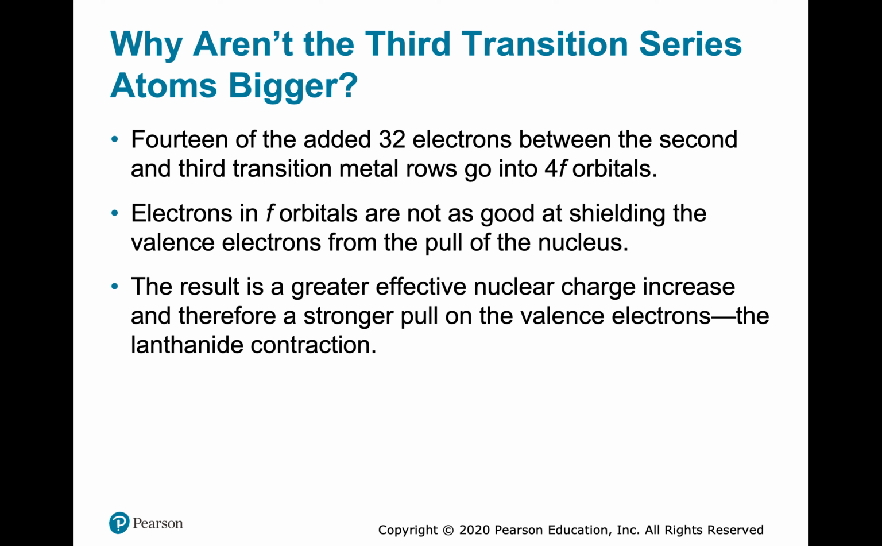What that does is it shields the nucleus from the positive charge, but, I'm sorry, not as well. Beg your pardon, the f orbitals are not as good at shielding, and so there's a greater effective nuclear charge, and it pulls in those valence electrons more. Sorry, I misspoke.